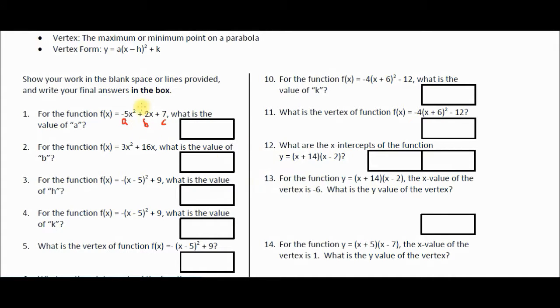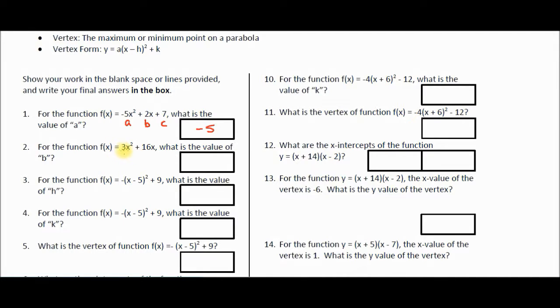Not sure why this is writing so messy. I'll try this one more time. Maybe I'm just tired. This is A, B, and C. Now I know what it is. I'm trying to write small because there's not much space here. So the value of A here is the coefficient in front of x squared, and that would be negative 5.